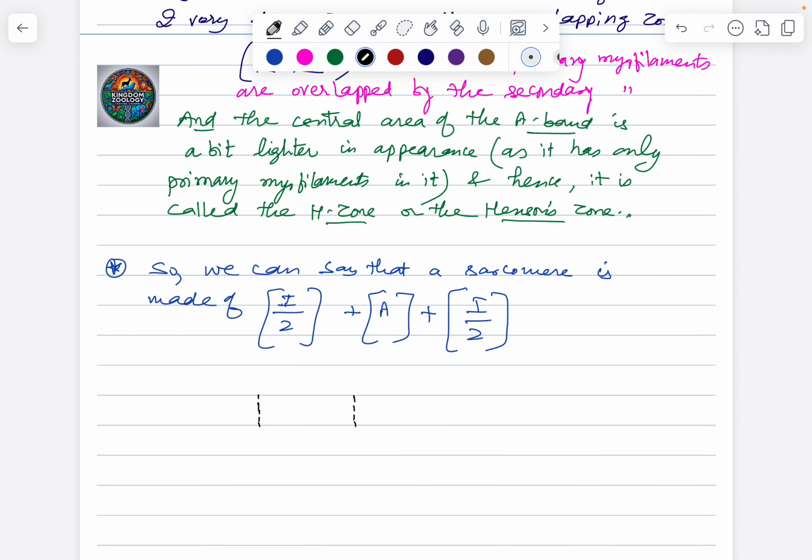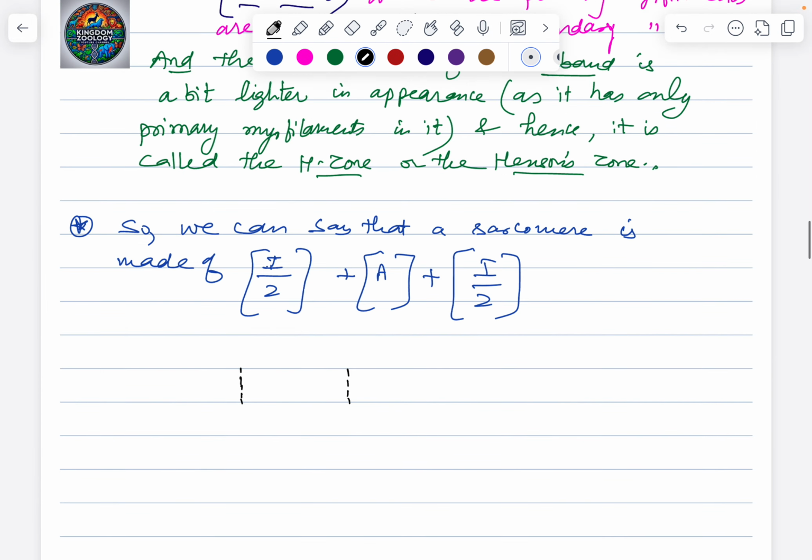This is the Z line. The area between successive Z lines is called a sarcomere. What are these proteins that I'm drawing now? Secondary or the thin myofilaments. And what is this that I've drawn in the center? Primary or the thick myofilament. So that's another view of the sarcomere.